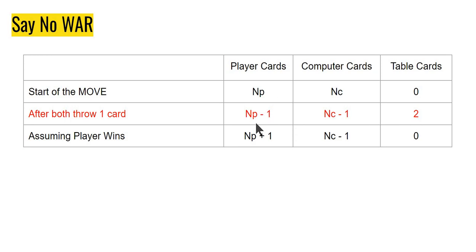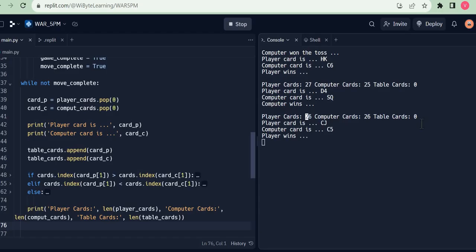Assuming the player wins, two cards go to the player and it becomes NP plus one. And this remains NC minus one. So the point is that in a clear victory, when there's no war, the winning player ends up with one extra card, the losing player ends up losing one card. Now, I have shown this particular step in red because this is what we are not printing.